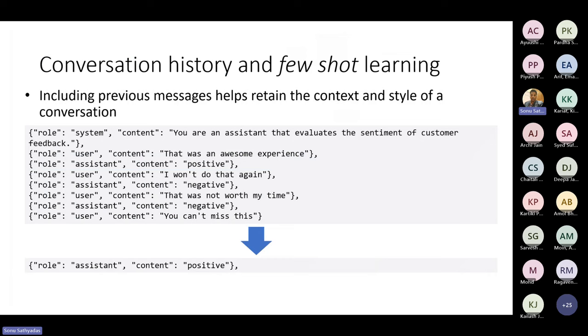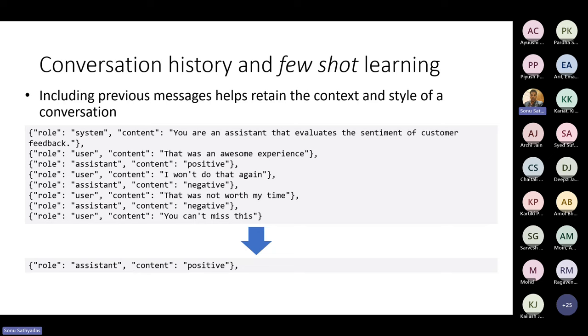So here is an example. We can see a conversation history and few-shot learning, where we are including previous messages to help retain the context and style of the conversation. Because whenever we make new requests, the model should be able to remember what the conversation context was, right? So for that, we can include the previous conversation history in the prompt so that it will be able to understand the context of the conversation and produce the next response.